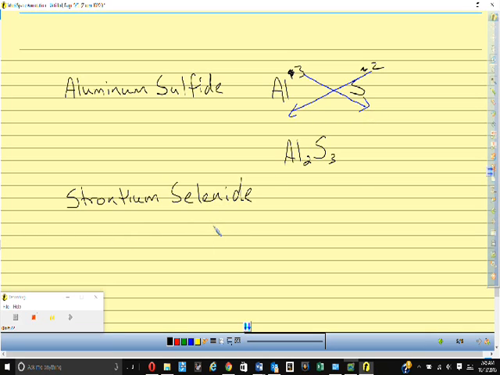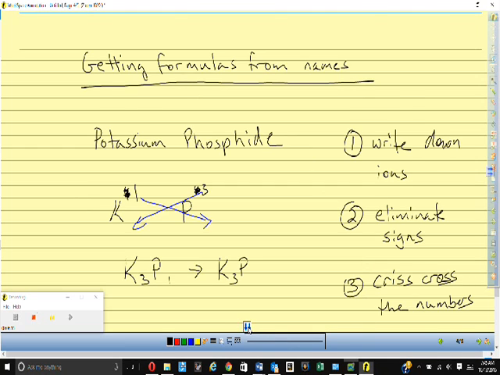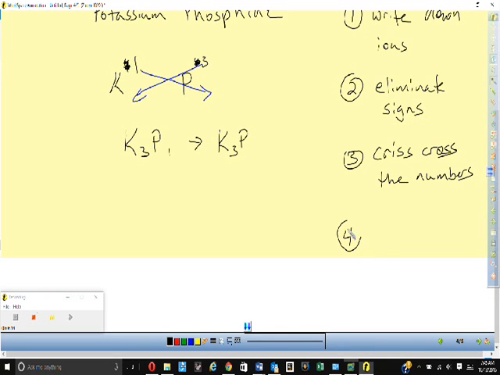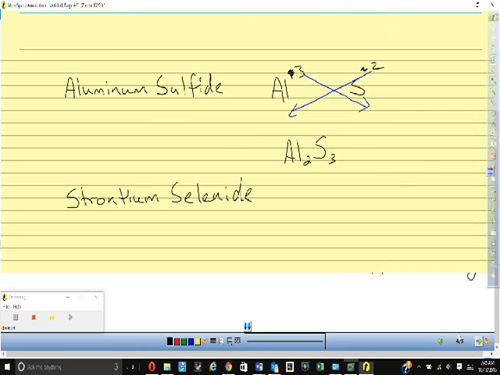Now, here's a case you're going to run into sometimes where there's a 4th step, which I'm going to go back over here and write down: reduce if necessary. And here's what I mean by that.